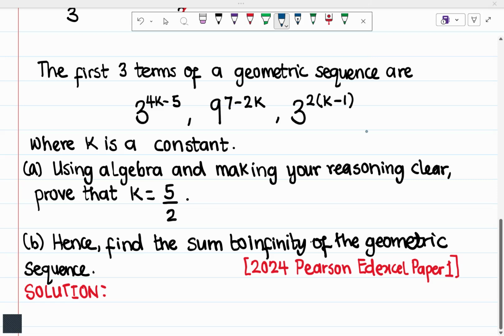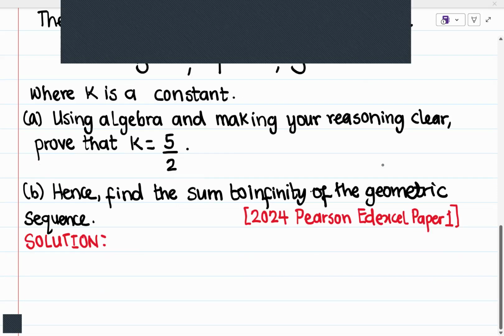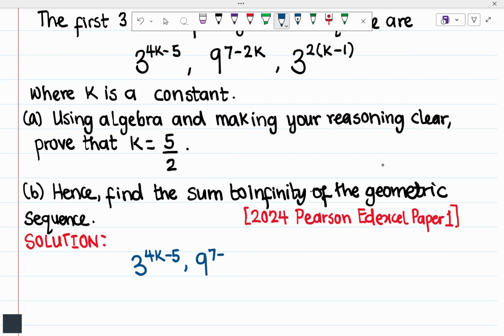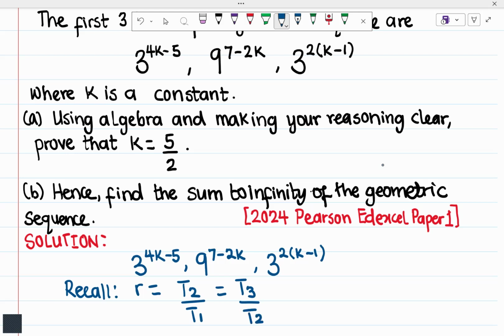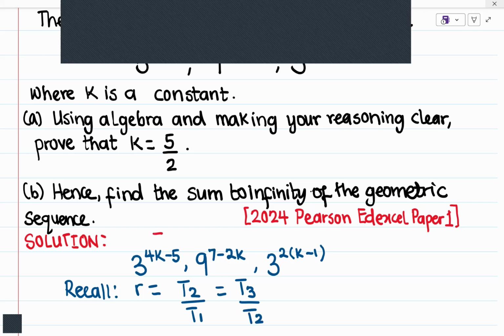So for this question now, what do we do here? Quite easy. We can start solving by writing out the sequence. The first one is 3 raised to power 4k minus 5, comma, 9 raised to power 7 minus 2k, comma, 3 raised to power 2 open bracket k minus 1. We'll recall that under geometric sequence, if I want to get the common ratio, it is equal to T2 over T1, which is equal to T3 over T2. And if you look at what we have here, this is my T1, this is my T2, and this is my T3.